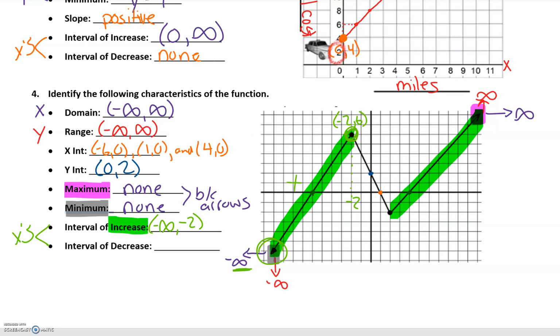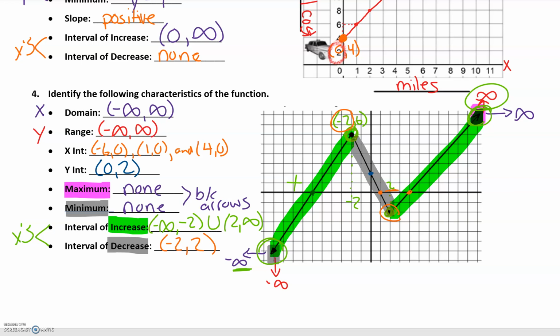This piece is increasing. But then we also have another piece. So we put a union symbol to say that there's another piece. And the other piece that's increasing is from this point here, which has an x value of 2, to this piece here, which has an x value of infinity. Okay. Then the other part is the decreasing. So this piece here is the decreasing. Again, we're doing the x values. So the x value here is negative 2, and then the x value here is positive 2. So this is from negative 2 to positive 2.